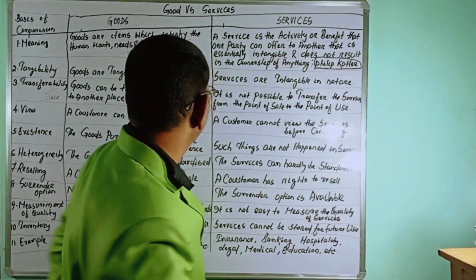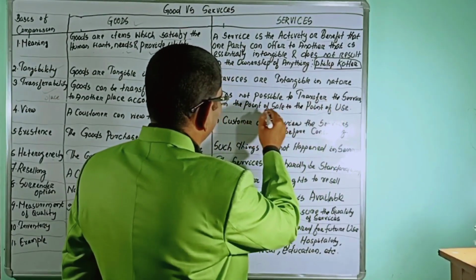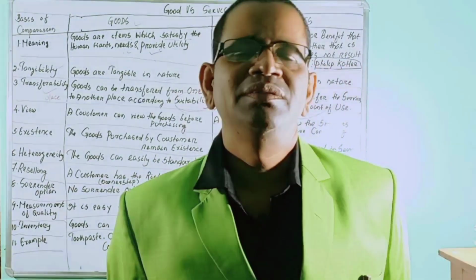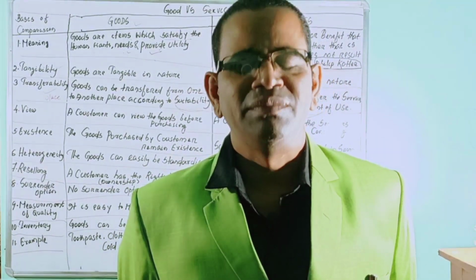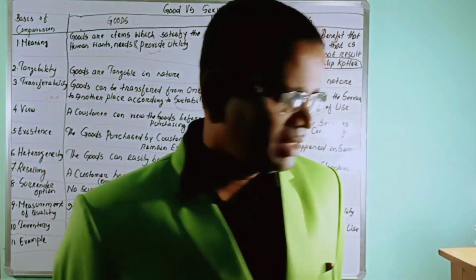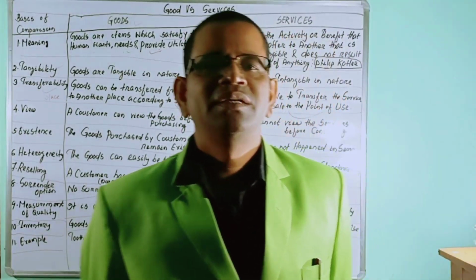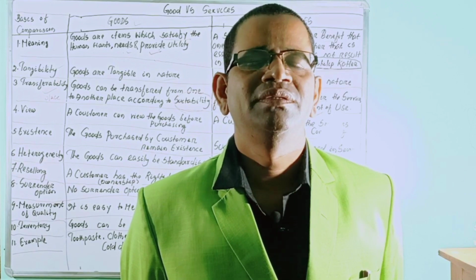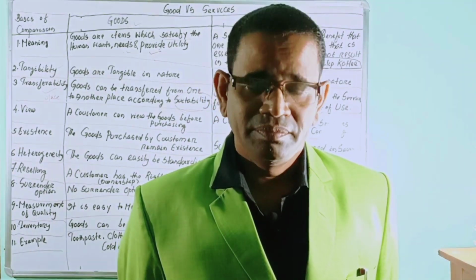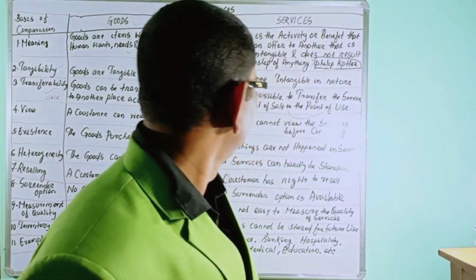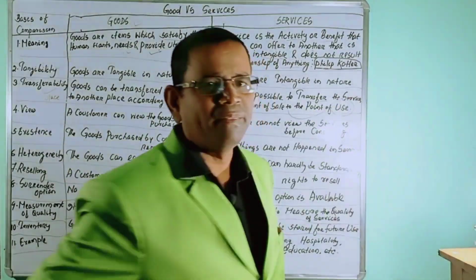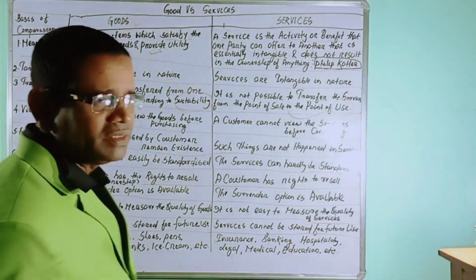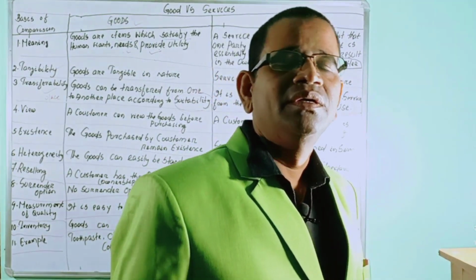In the case of services, it is not possible to transfer the services from one point of sale to another point. So in the case of services, production as well as consumption take place simultaneously. Let's take an example in a health related issue. A patient has to consult with a doctor, and they are on the spot. Both parties, the doctor as well as the patient, offer and consume the services. But in this situation, it is not possible to transfer the services.